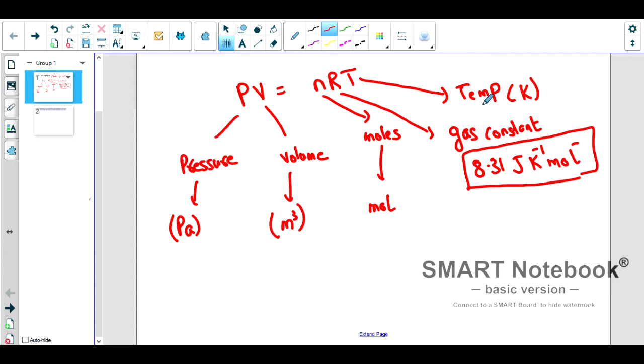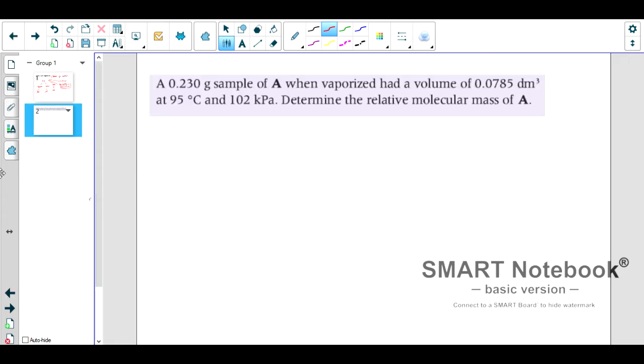Okay. Now let us see a question in which we will use this gas equation, and I will tell you how you will know that during a question you need to apply the gas equation. Okay, we have a question. It says a 0.230 gram sample of A when vaporized has a volume of 0.0785 dm cube at 95 degrees centigrade and 102 kPa. Determine the relative molecular mass of A.